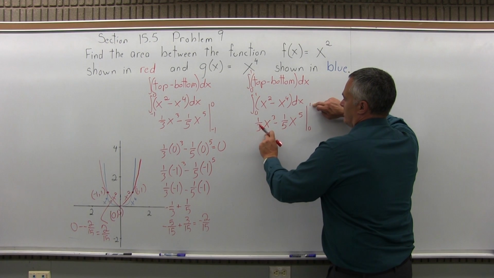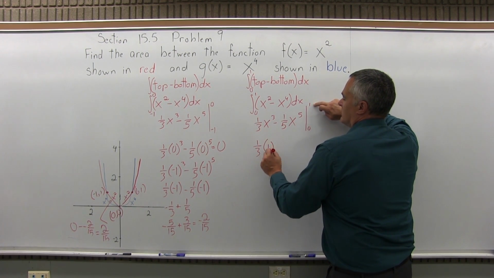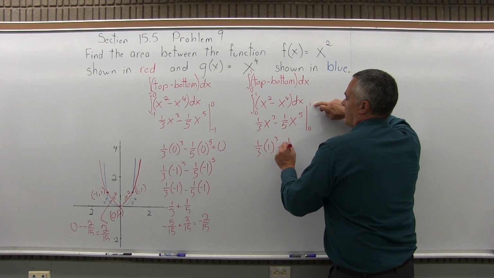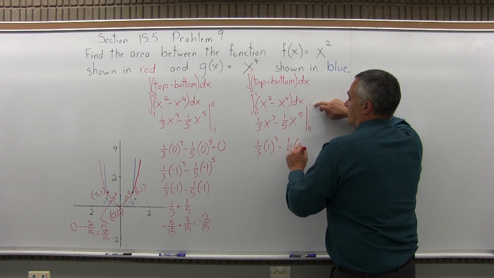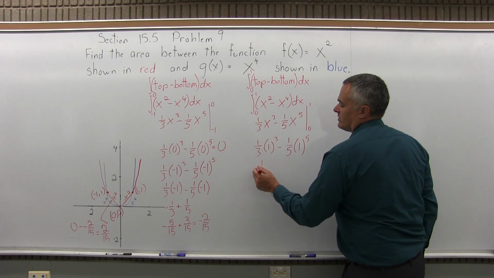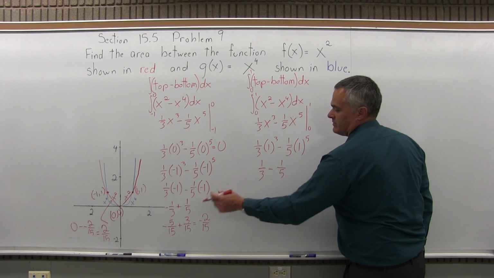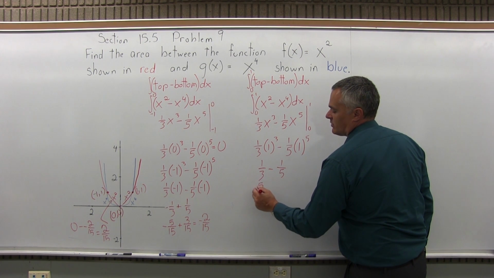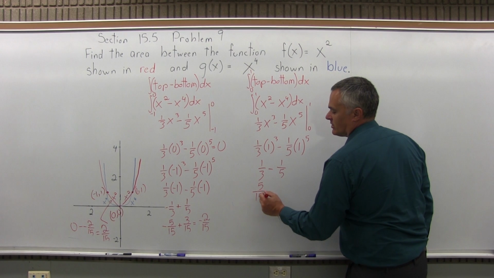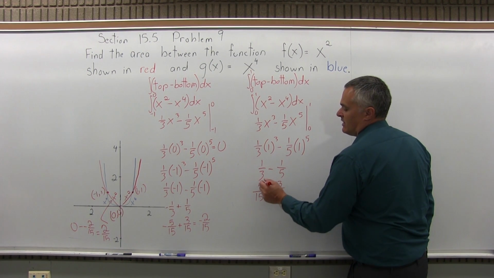Step 2, plug in the upper limit of integration for x. So I have 1/3 x cubed becomes 1/3 1 cubed, minus 1/5 x to the 5th is 1/5 1 to the 5th. Since there are no negatives here, I can go right to 1/3 minus 1/5. Again, same numbers, same common denominators. The 1/3 will be 5/15, that's a 1/3. The 1/5 will be 3/15, that's a 1/5.